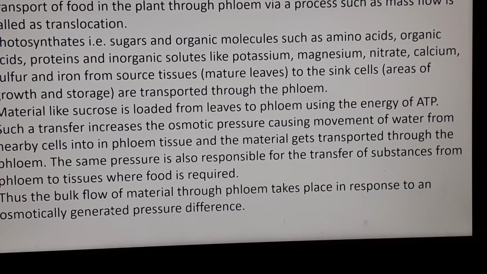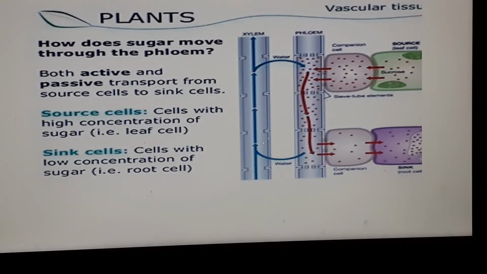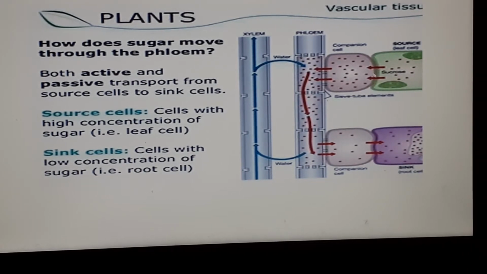See, I will show the diagram. Here, this is our plant. We have the phloem tissue, and this is the xylem tissue. Here, this is our leaf. It has the sucrose in it, that means the byproduct of photosynthesis. Because of the chlorophyll pigment, it absorbs sunlight and produces a sucrose molecule, a carbohydrate.